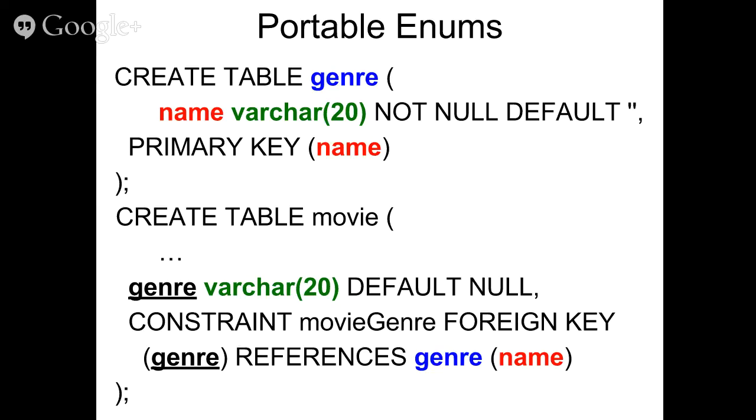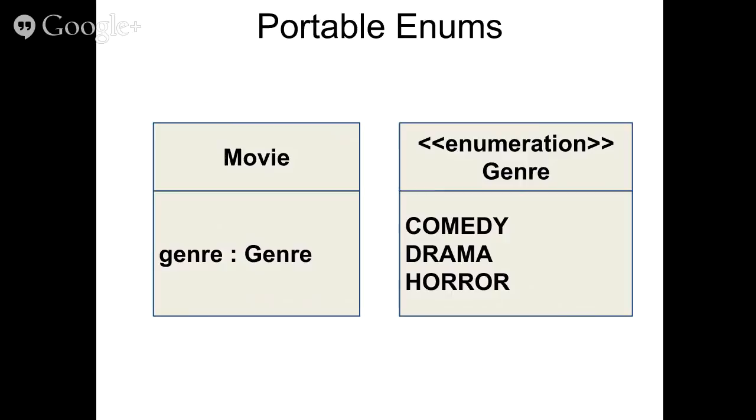So I have the same functionality of an enumerator data type, but implemented in a generic, portable way. I can take these two tables and port them to any other database, and I'm not relying on a vendor-specific implementation of enumerator data types. So you have these two tables.